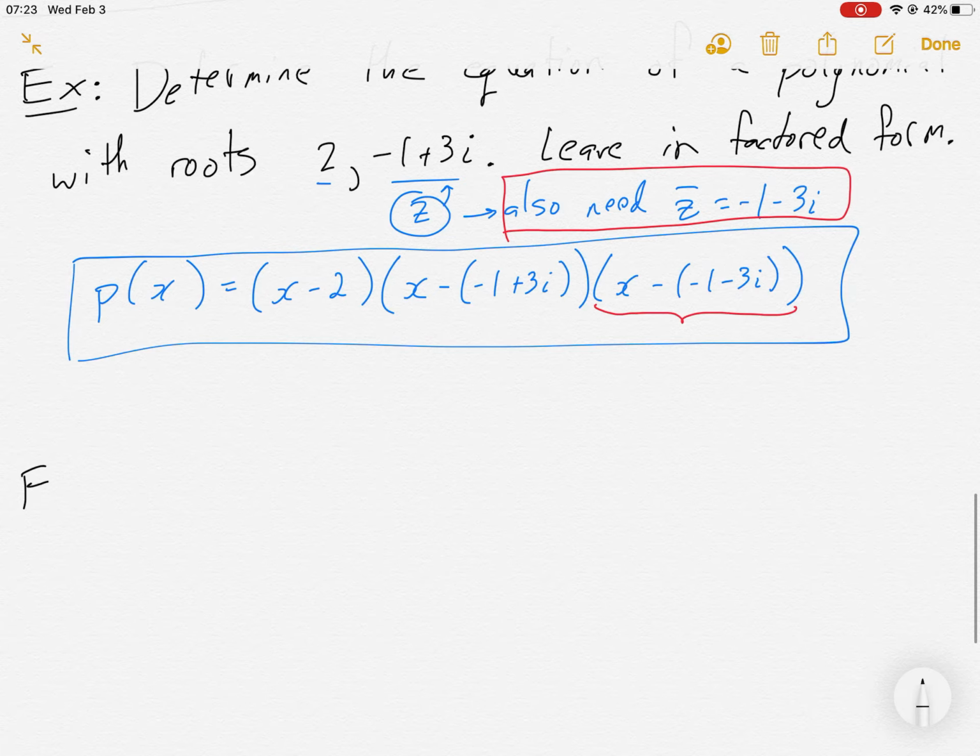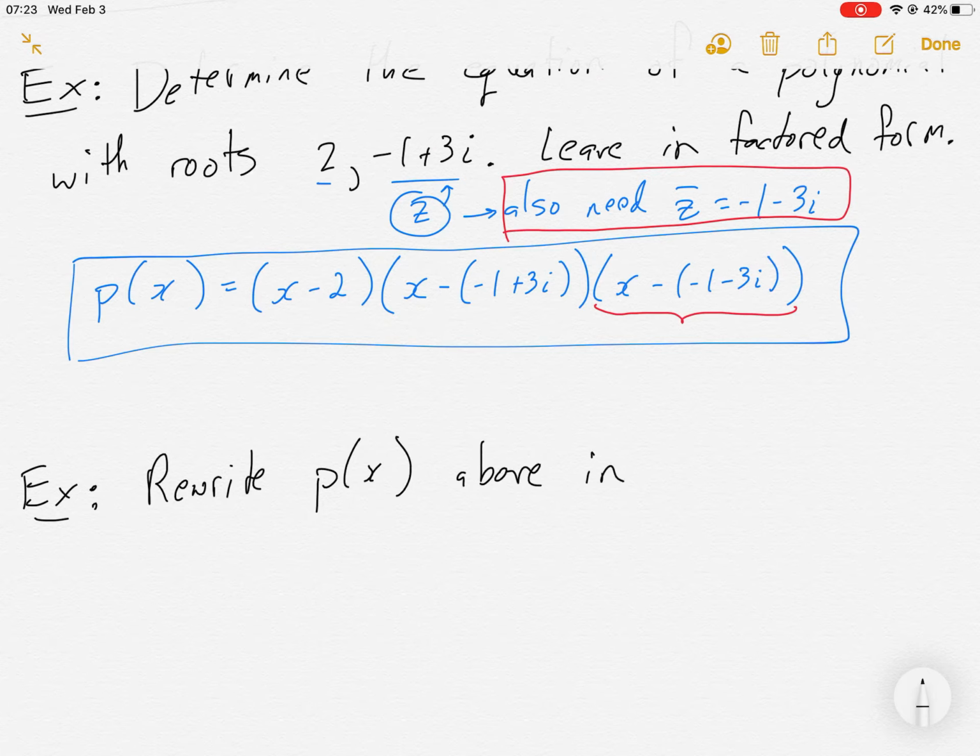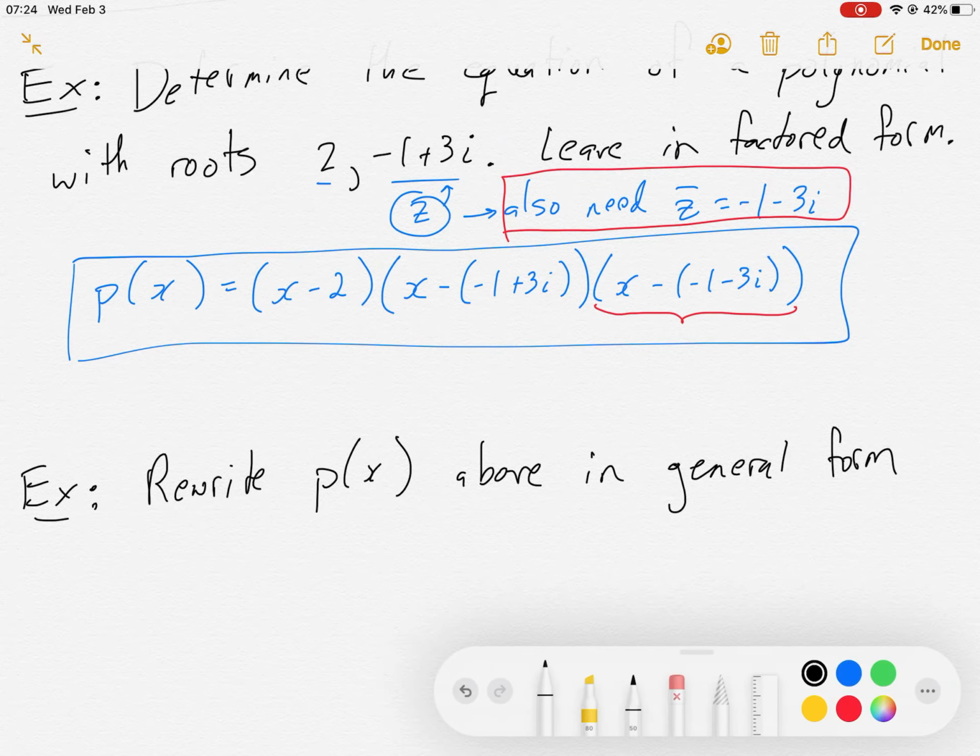Let's take this a step farther now. So let's go ahead and do an example. Rewrite p of x from the above problem in general form. So remember, that means we have to write it as a sum of different monomials, not factors, and the largest exponent of x has to go first. So here's what we're going to do.